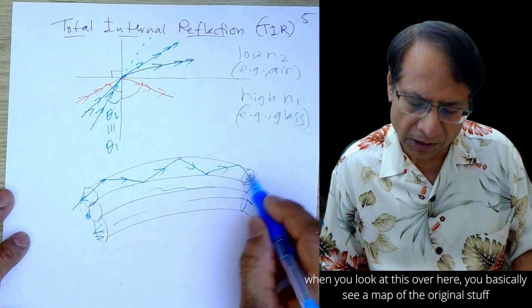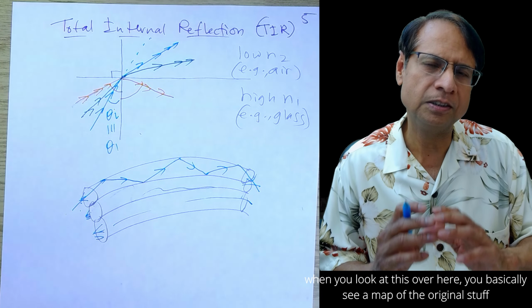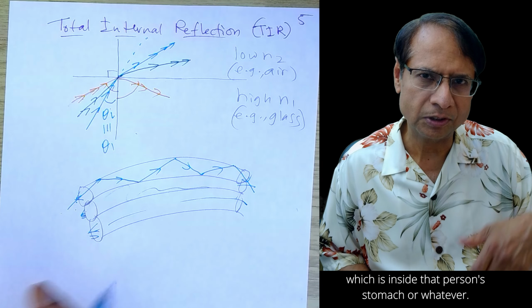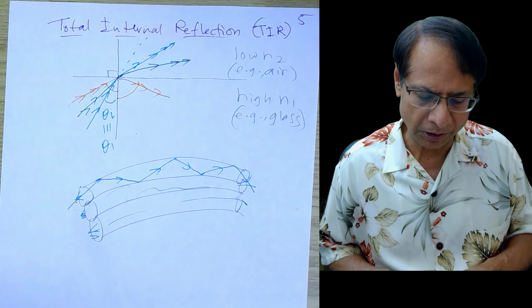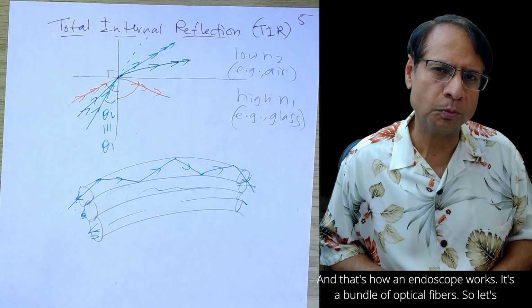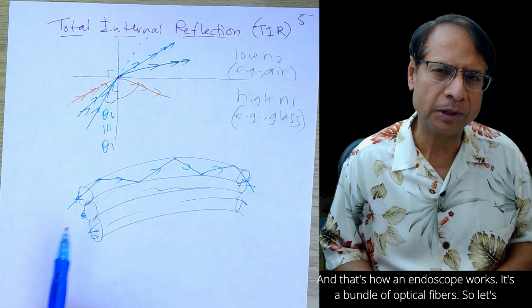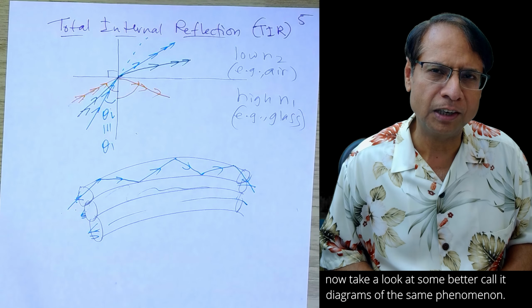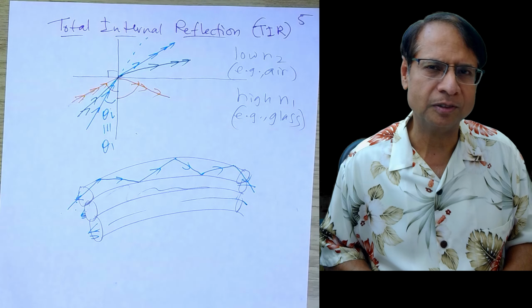So when you look at this over here, you basically see a map of the original stuff which was inside that person's stomach or whatever. And that's how an endoscope works. It's a bundle of optical fibers. So let's now take a look at some better quality diagrams of the same phenomenon.